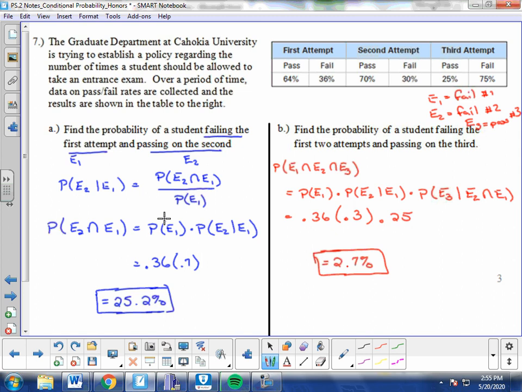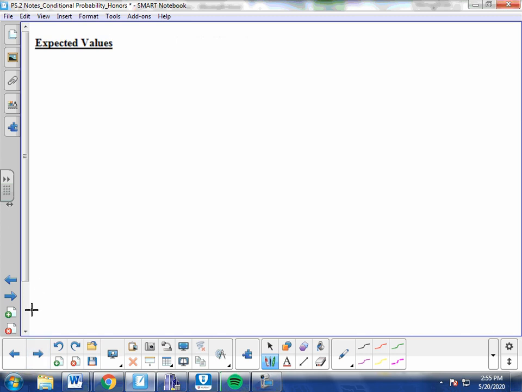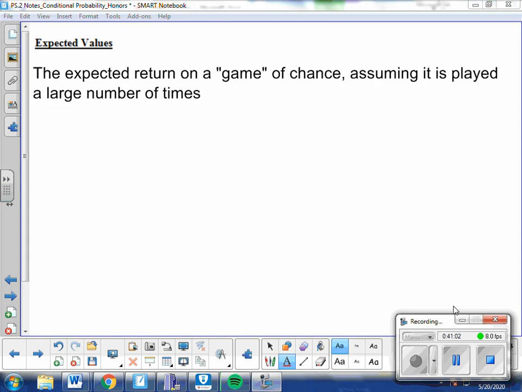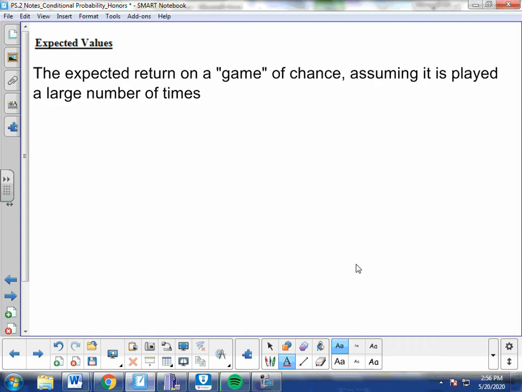Now, there is one other topic that we want to cover in this conditional probability target, and that is the topic of what we call expected values. Expected values in terms of probability and statistics are, at this basic level, one of the most useful things that we could explore and learn about. So basically, expected value, or mathematical expectation, is the expected return on a game of chance, assuming that it is played a large number of times.